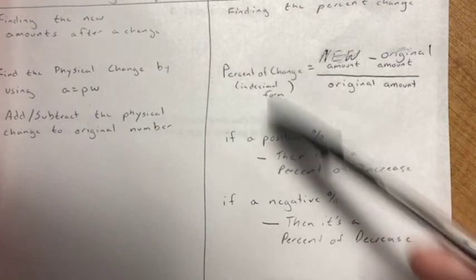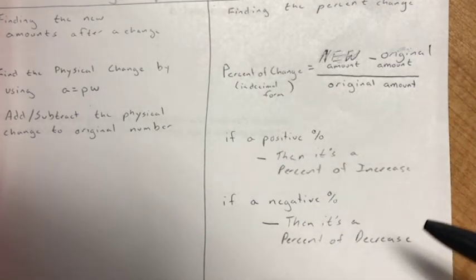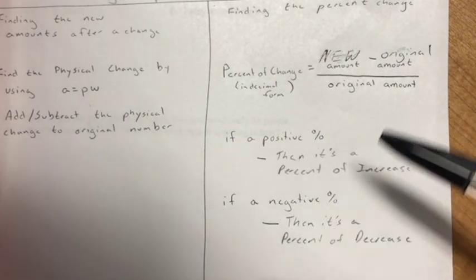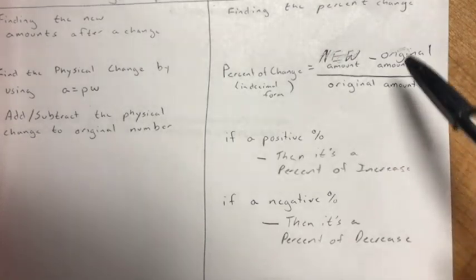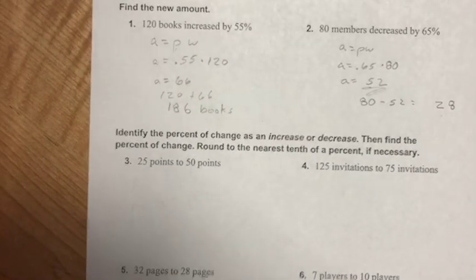However, if this number happens to be a negative percent, it means that I have a percent decrease. So what I would end up having is I went from $100 down to $90. That means I had a percent decrease. There was a physical decrease there. So that's something that should help you out on this. So let's go ahead and do a couple of these problems together.